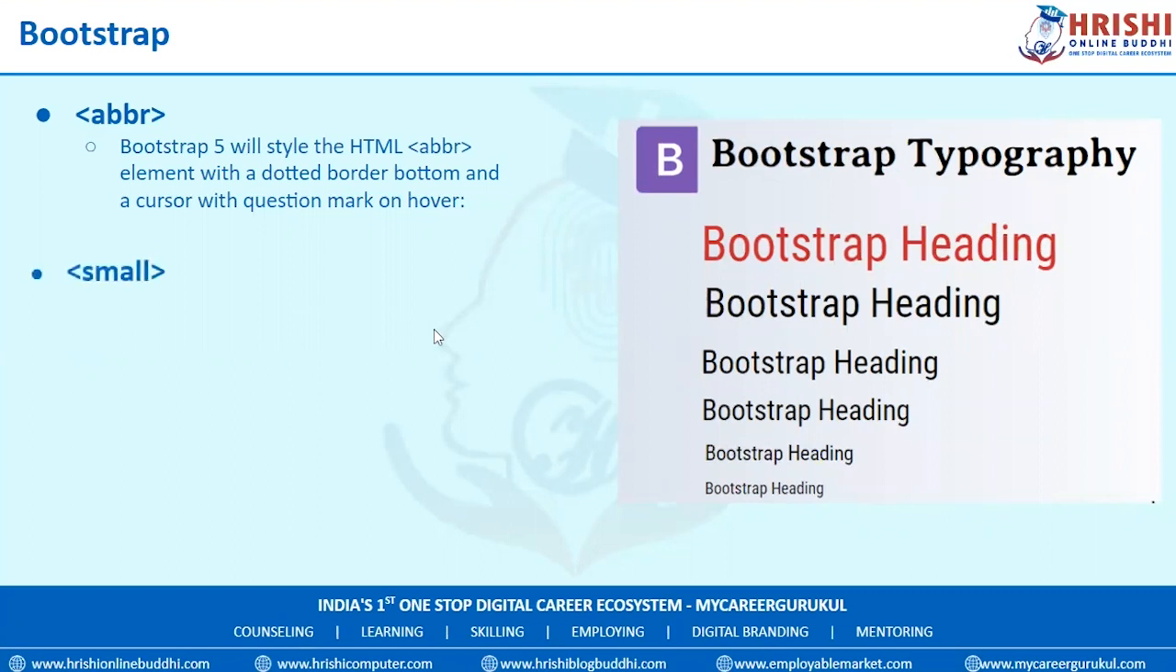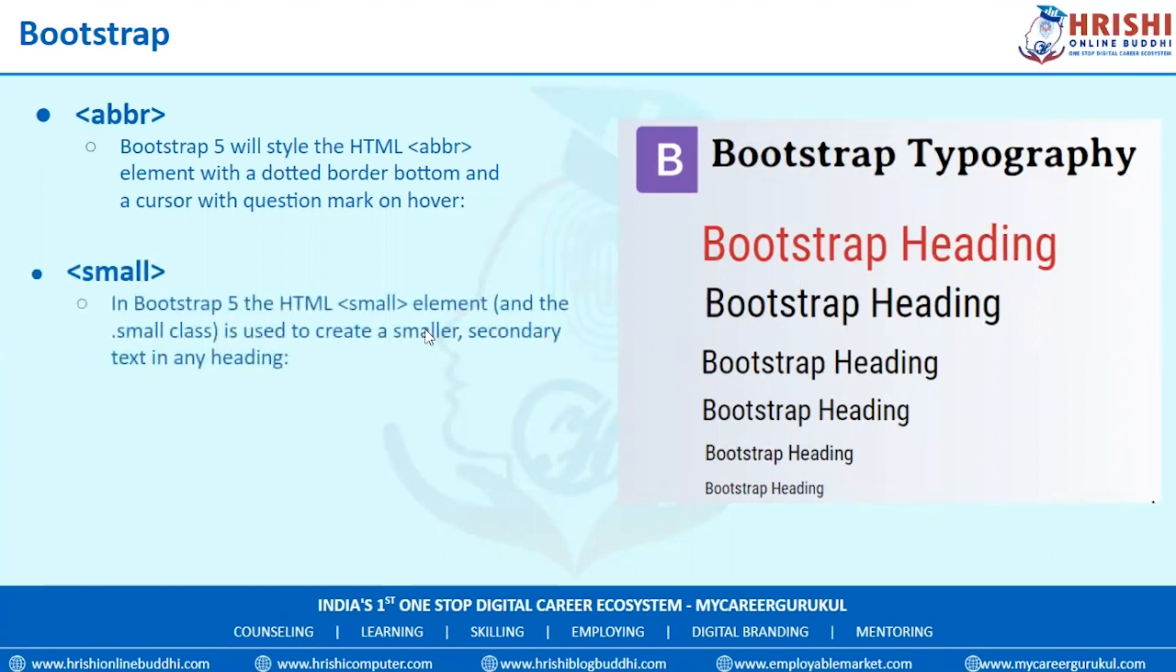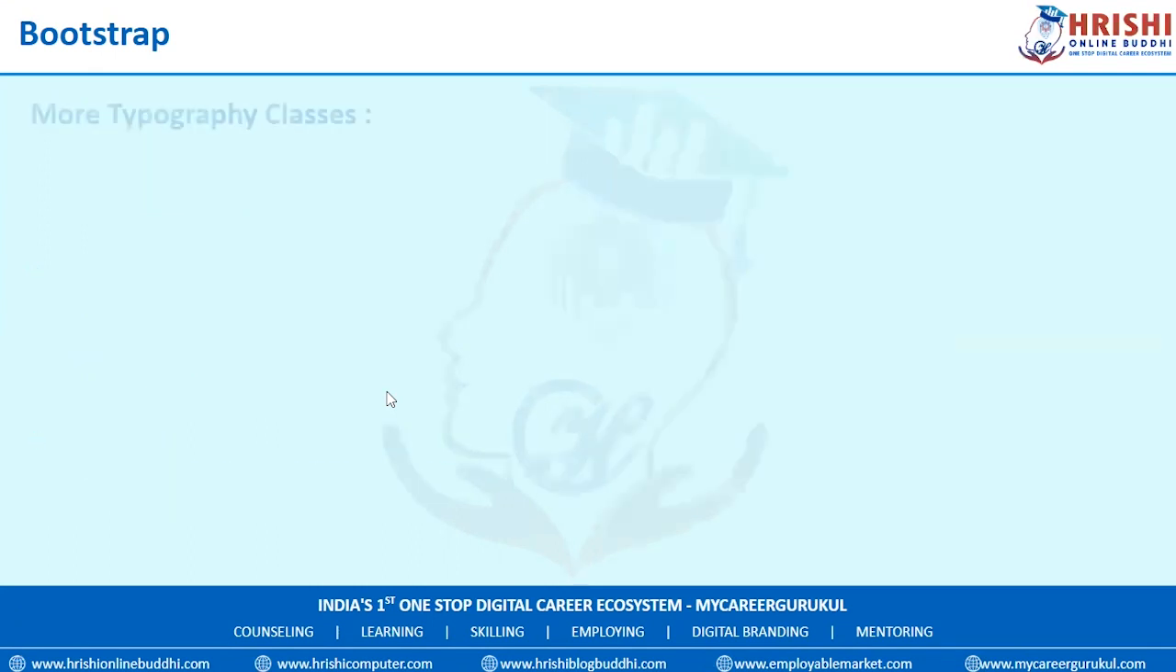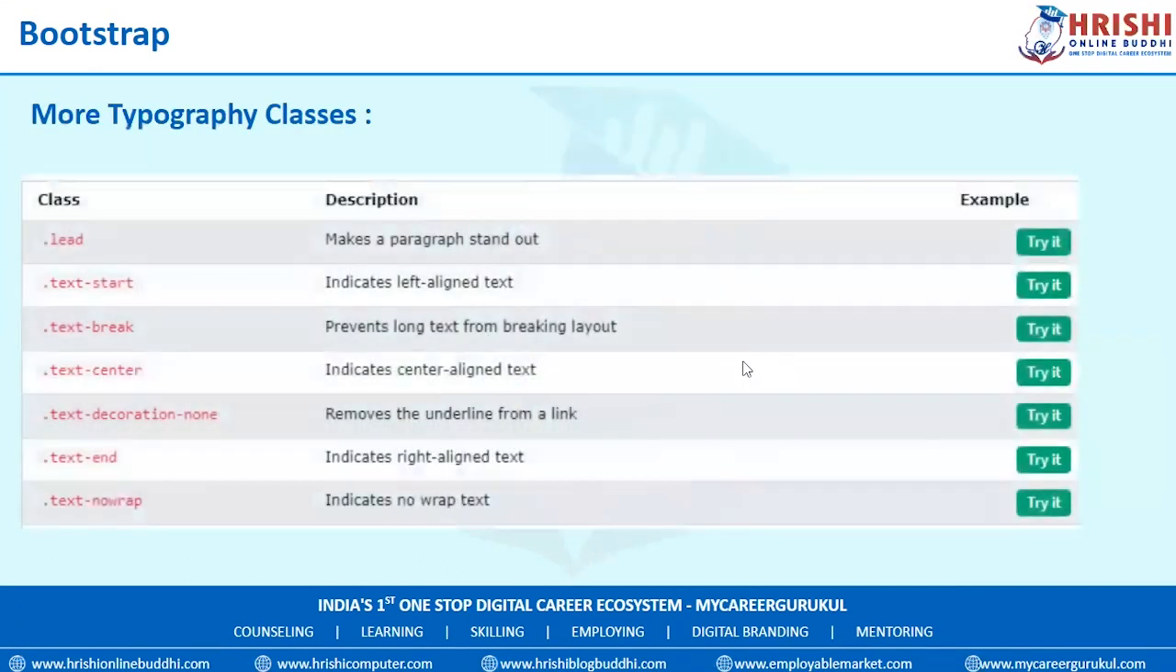Then comes the small tag. In Bootstrap 5, we have the small tag element and the small class, and we have studied the small tag. Again, it is the same markup. Okay. Now the next topic is more typography classes which we are going to see inside Bootstrap. That is .lead.